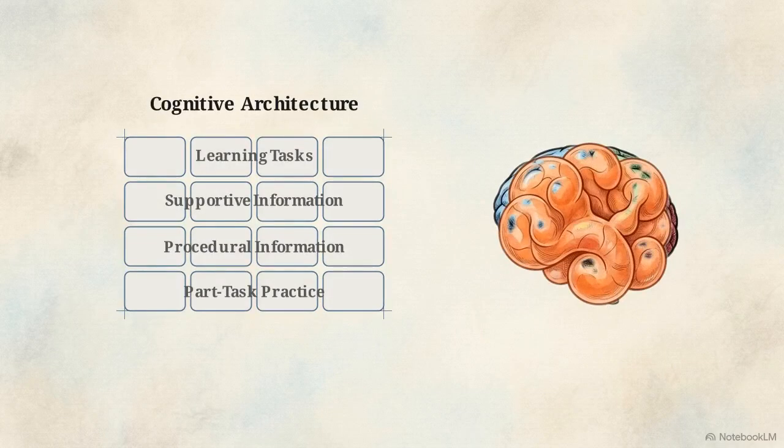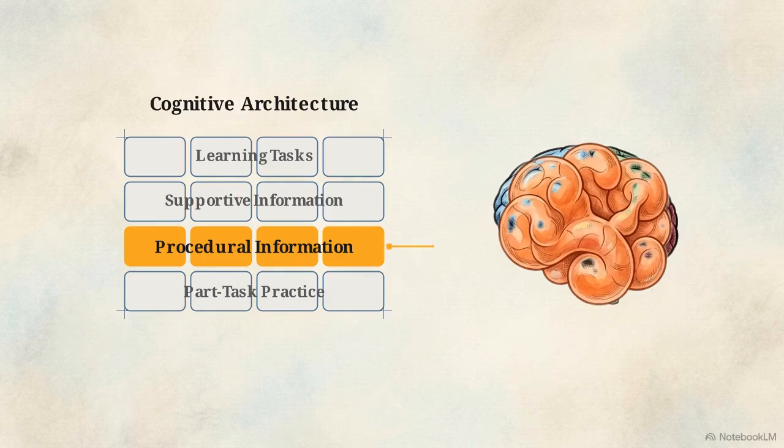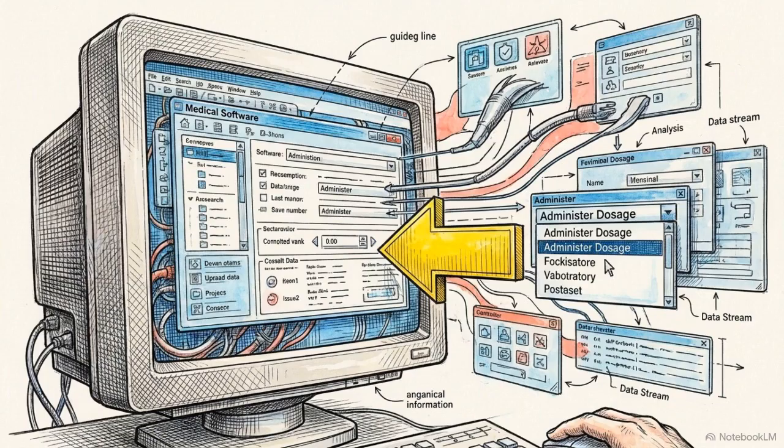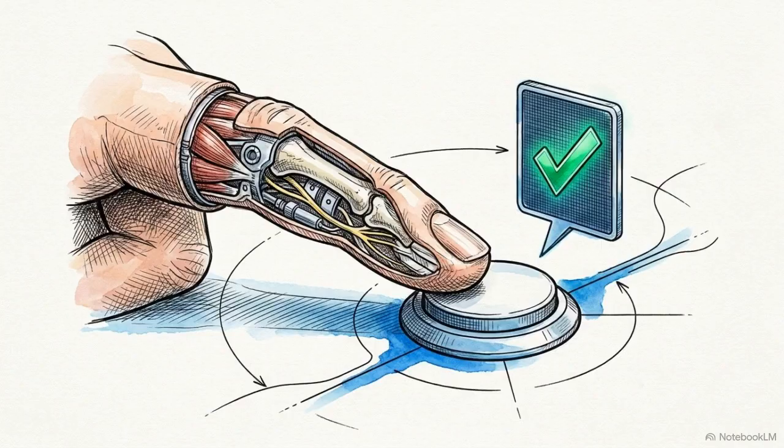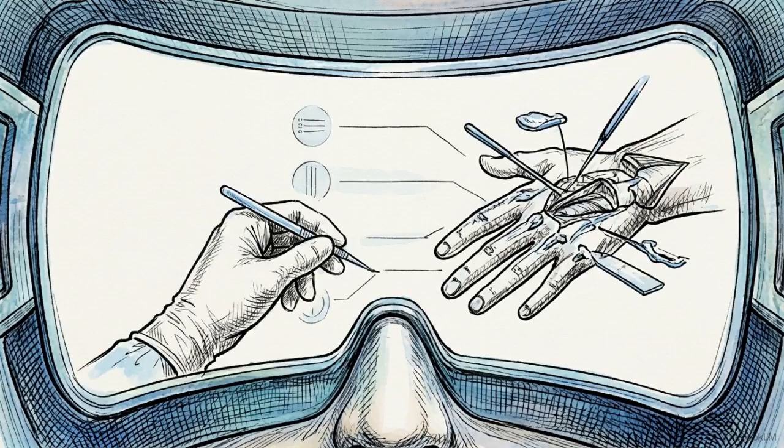Meanwhile, routine, highly repetitive actions are handled by Component 3, procedural information, mapping to the striatum. These are the strict how-to instructions for operating a software interface or reading a medical chart. Because they are routine, they must be delivered just in time, appearing at the exact moment the student needs to execute the action, minimizing cognitive load.